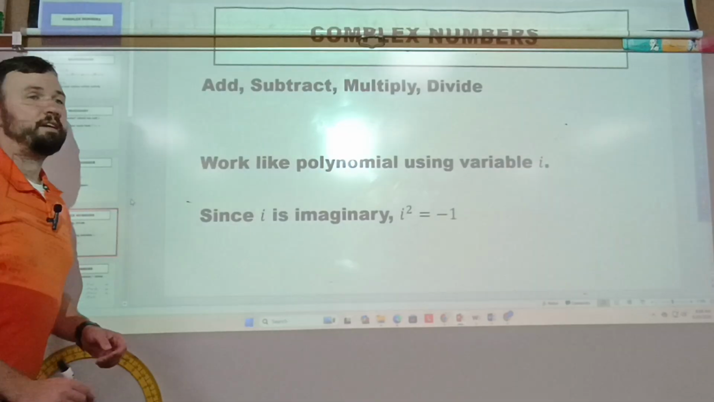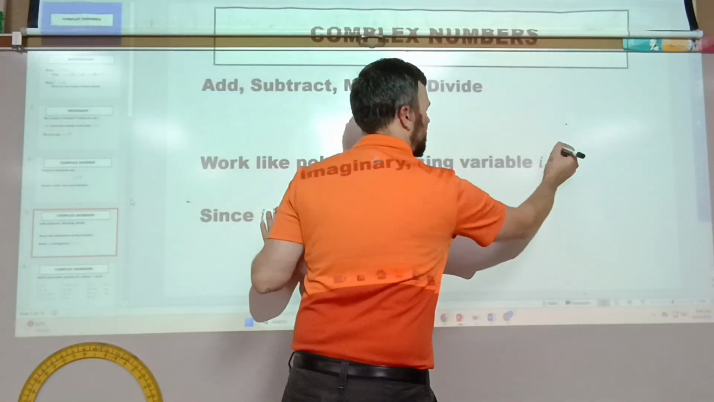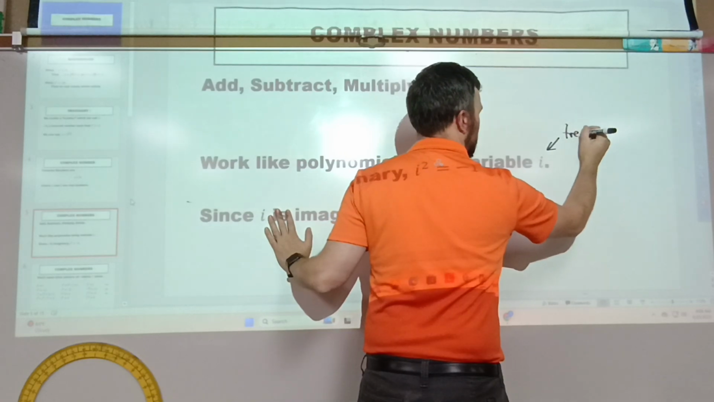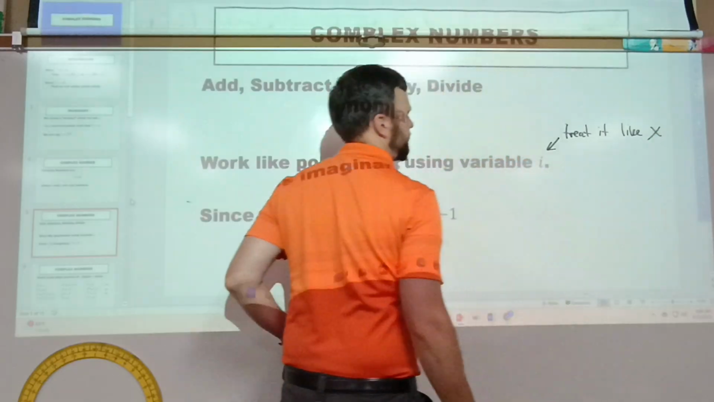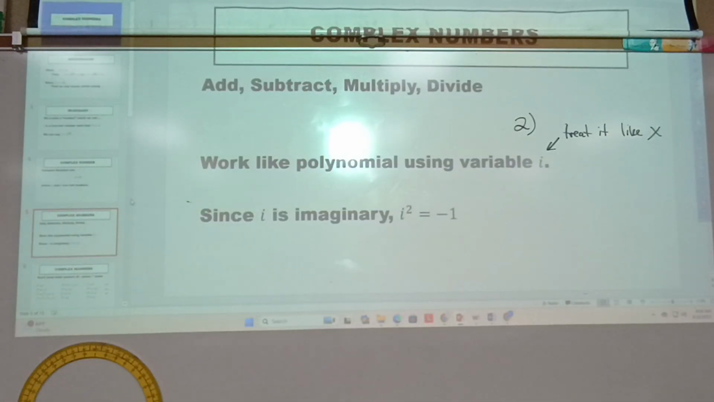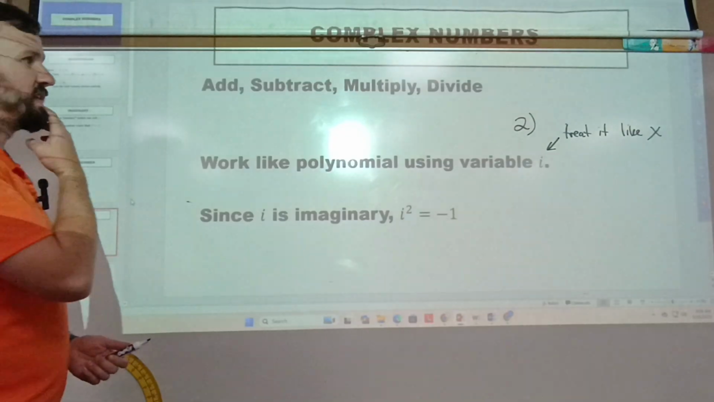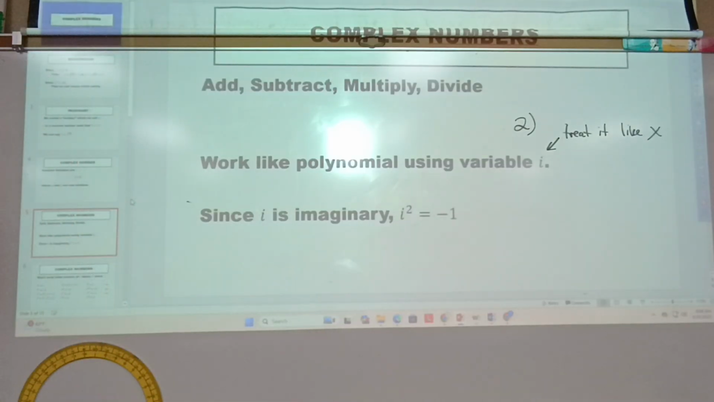All right. Point number 2 from this lecture. When you are dealing with i, you treat it like x. So this is major point number 2. If you have i, just treat it like an x. What's 2i plus 3i? 5i, right? i times i is i squared, right? Treat it like an x. Sound good? That's the 2 big points.